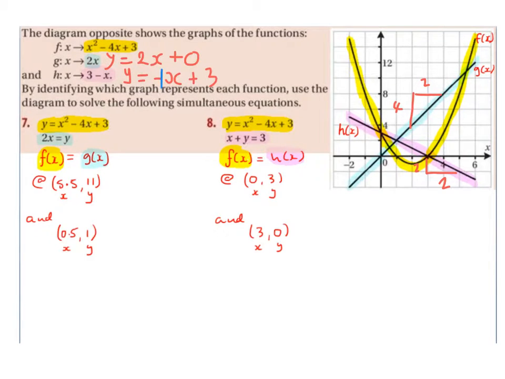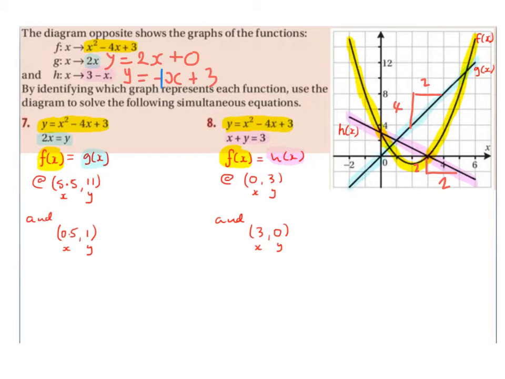But it's enough just to label them. So now we know what each of our functions are. Our yellow graph is our function f of x, our blue graph is our function g of x, and our pink graph is our function h of x. So we have identified each of the graphs, and now we need to specifically use this diagram to solve them simultaneously, to find their points of intersection.